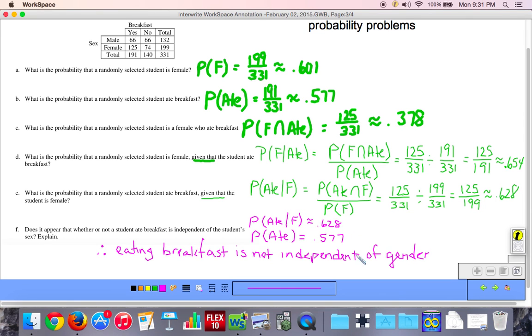right? Because it seems like females are more likely to eat breakfast, right? Because the probability that you ate breakfast is 0.577, while the probability that you ate breakfast given that you were a female is 0.628. So therefore, eating breakfast is not independent of gender. It seems that females are more likely to eat breakfast.